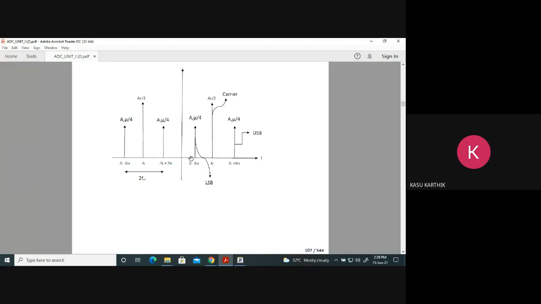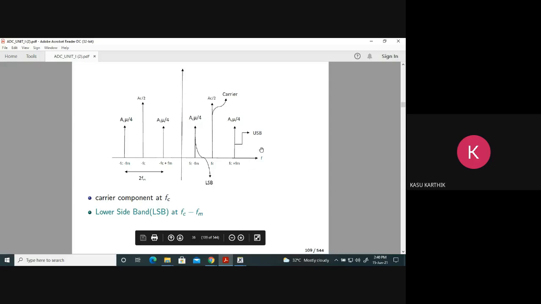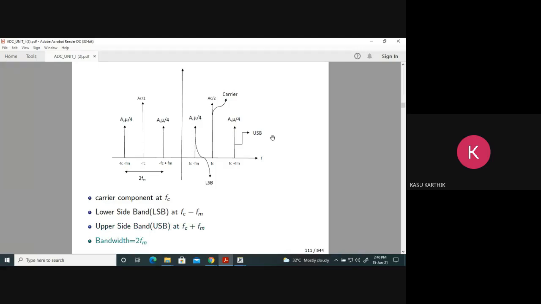What is the bandwidth now? 2fm. Carrier component at fc, lower sideband at fc minus fm, upper sideband at fc plus fm, and bandwidth is 2fm. What is fm? That is the message bandwidth, or the highest frequency component of the message signal m(t).